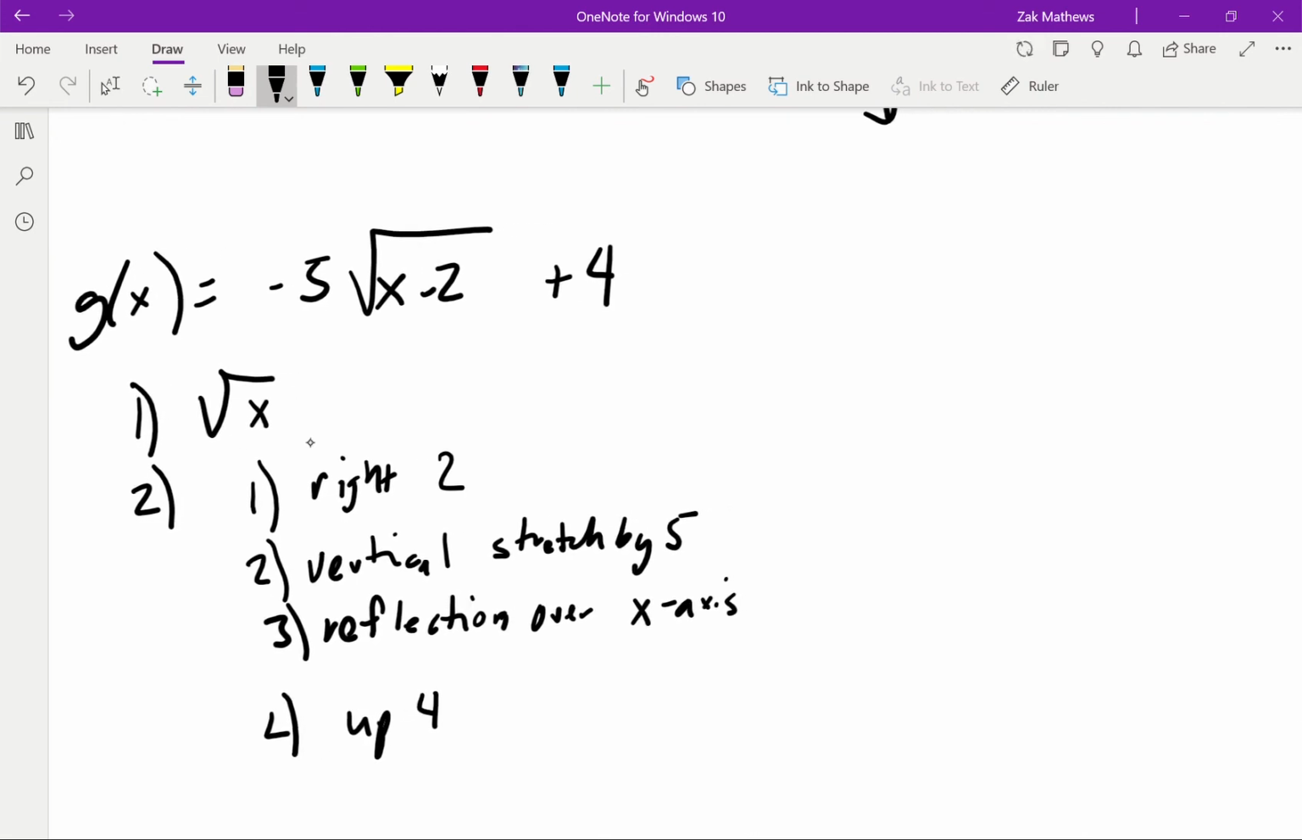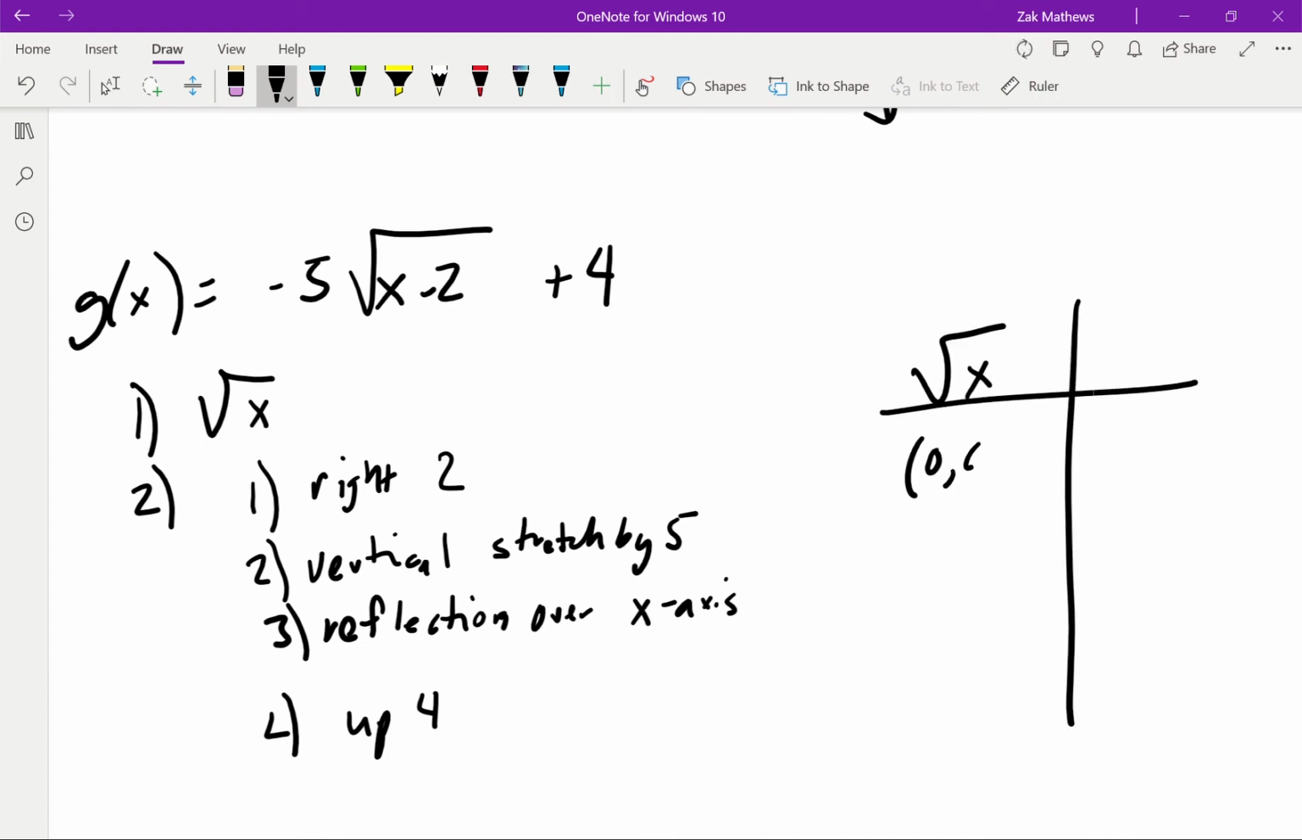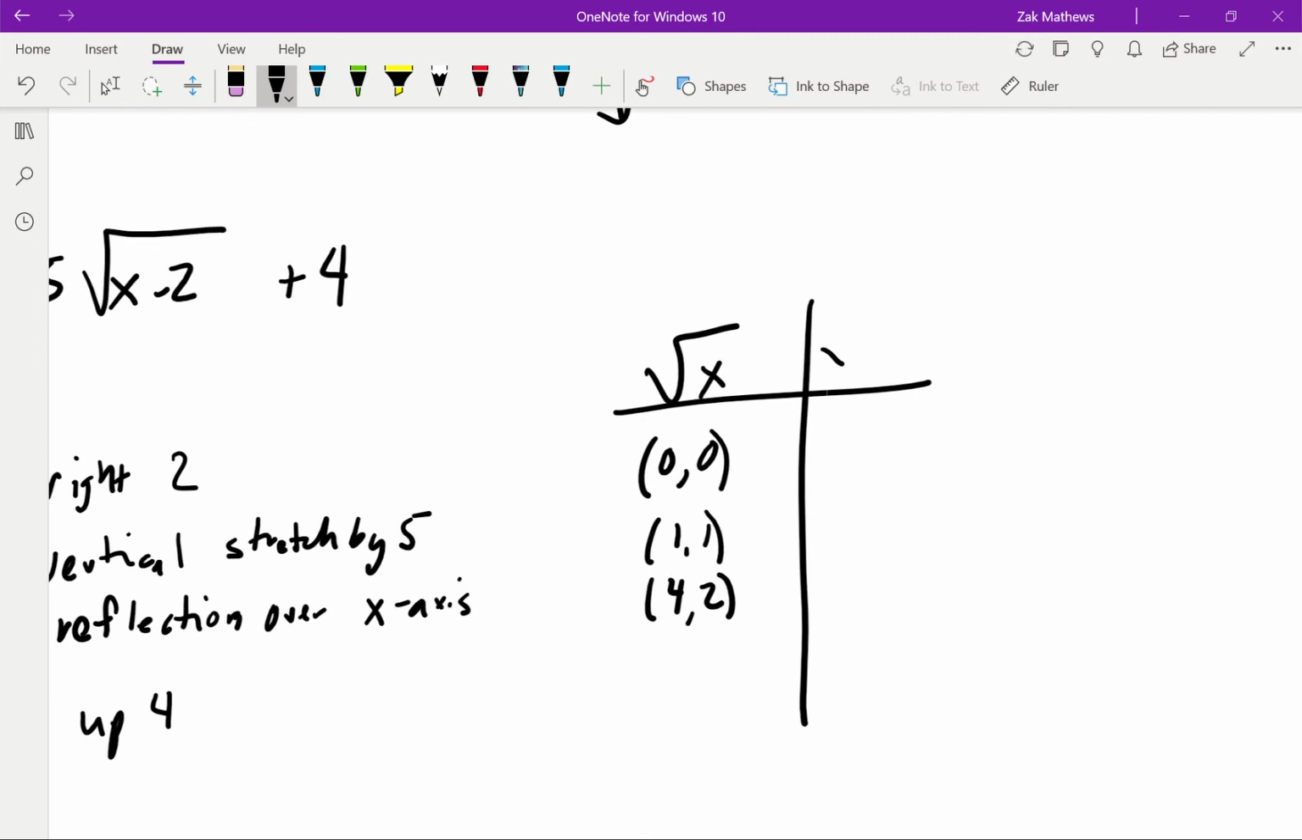So now I'm going to set up a table with the square root of x points, and I'm going to try and get them right this time. 0, 0, 1, 1, and 4, 2. If I'm going to go right by 2, that means I'm adding to my x's exactly the opposite of what it had told me to do in the initial equation. So I'm going to have 2, 0, 3, 1, and 6, 2.